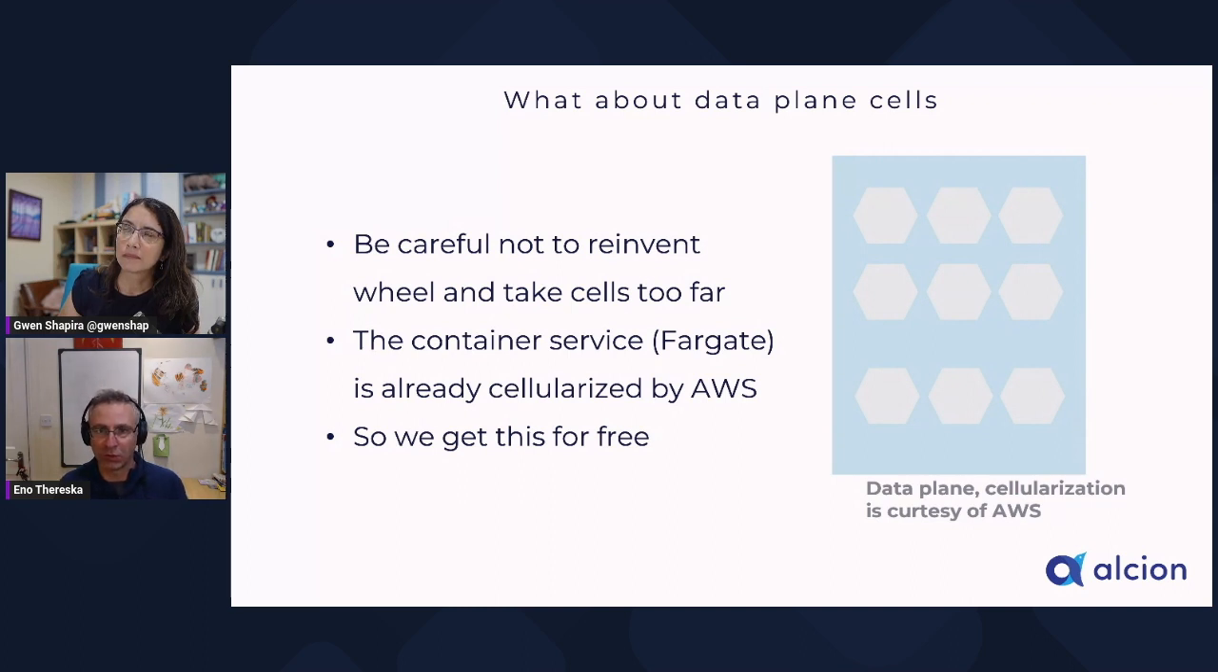So only do the cellularization when it makes sense, when the services you're putting together manage some state. Things like Lambda, Fargate, S3, DynamoDB, or those from other cloud vendors, I'm sure they're already cellularized. I mean, double check, but you probably don't need to recellularize them.